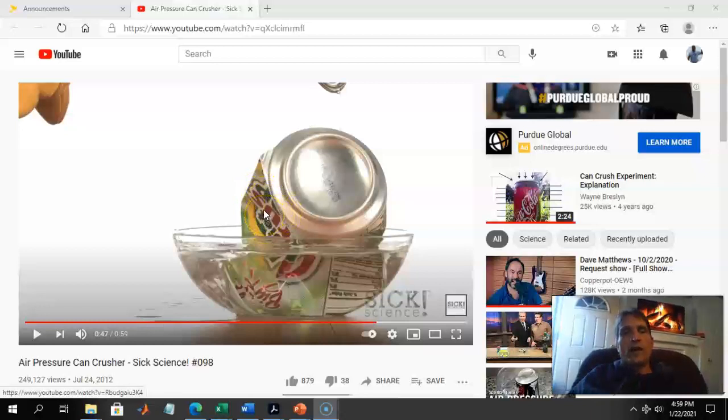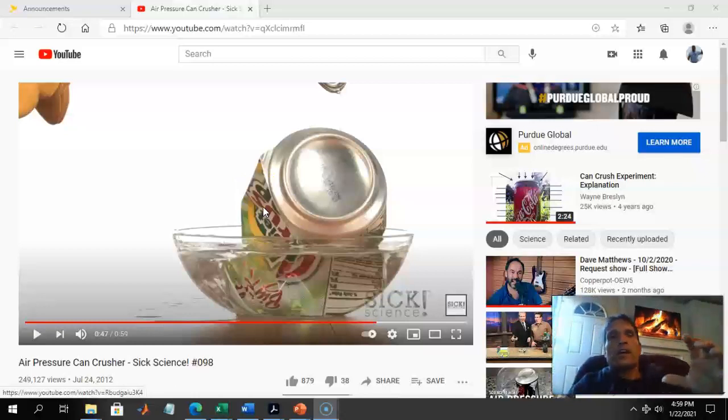Well, if there's no air in the top part of the can, then that air can't push back against the air outside of the can. So the air outside of the can is pushing inward on the can, and if there's no air to push out, you have a net force from the air outside of the can, which crushes the can. It pushes the can inward, and so you can use air pressure to crush a can.